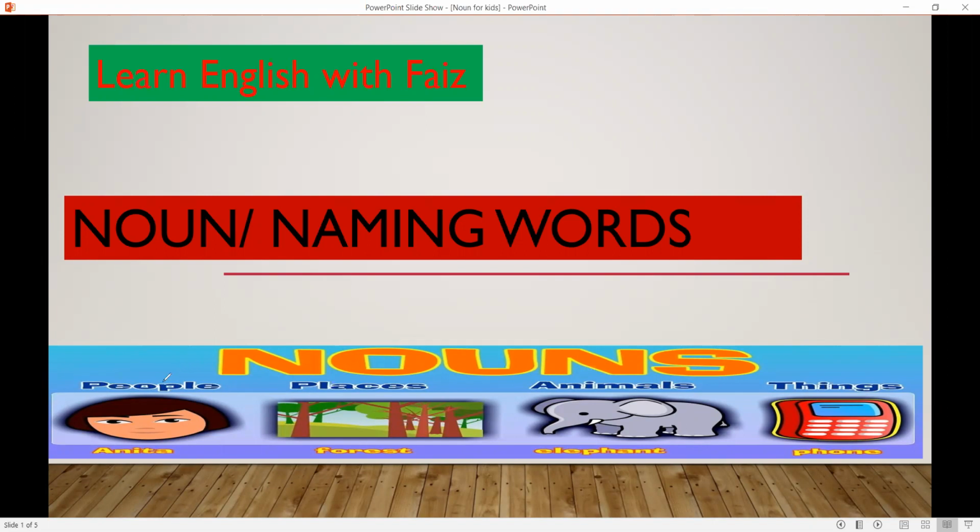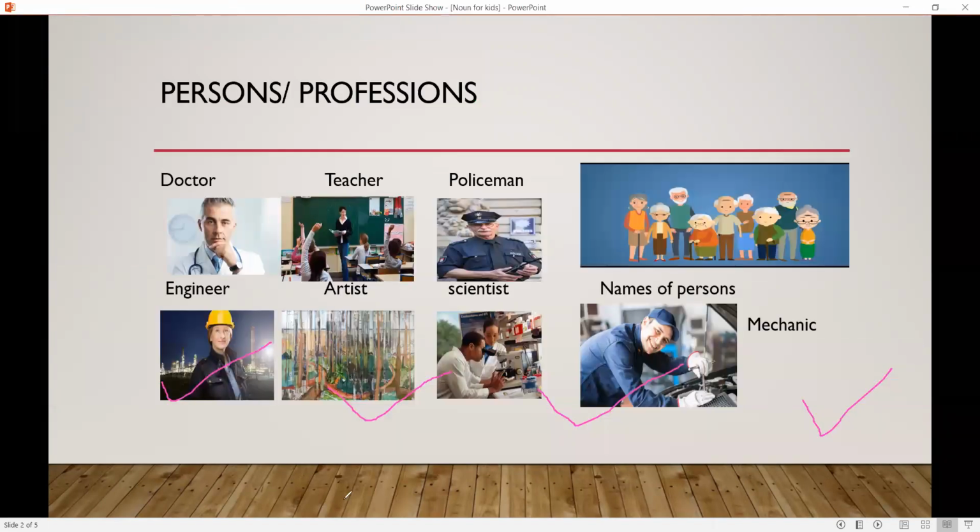We include four: people, places, animals, and things in nouns. We will see what actually the naming word is. Naming word means person, place, thing, or animal which has a name. So we use beside a noun another word for these things, a naming word.